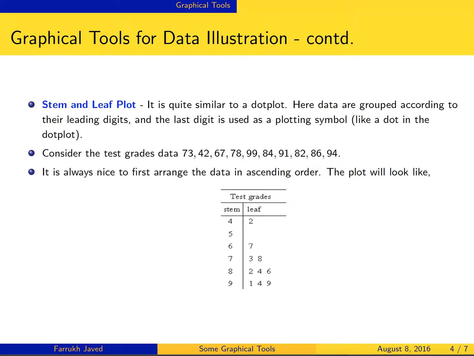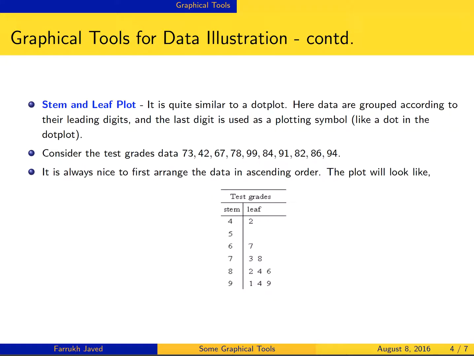So we move on, and another plot is a stem and leaf plot, also very popular and one of the classic graphical tools as well. It's quite similar to a dot plot, but here data are grouped according to their leading digits, and the last digit is used as a plotting symbol.